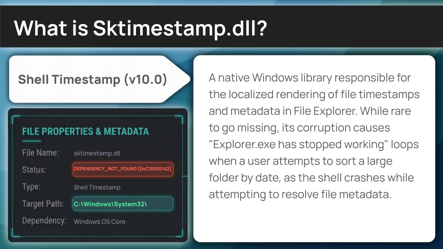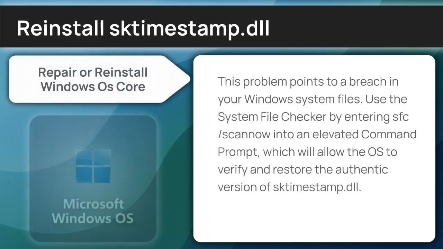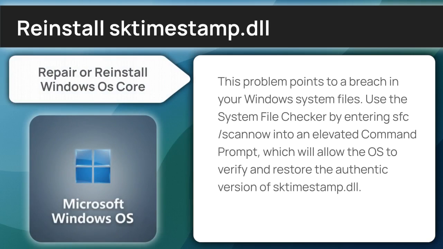Now that the background is clear, let's walk through the actual installation steps. This problem points to a breach in your Windows system files. Use the system file checker by entering sfc /scannow into an elevated command prompt, which will allow the OS to verify and restore the authentic version of the SK timestamp library DLL.